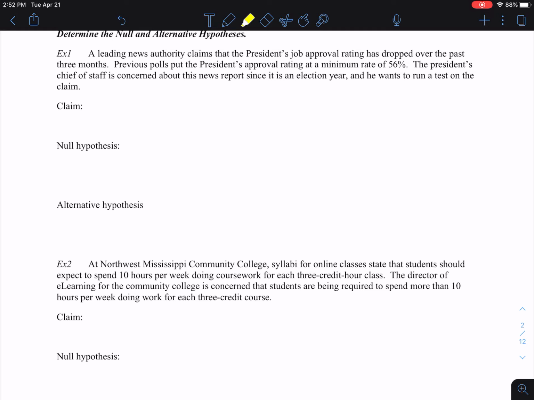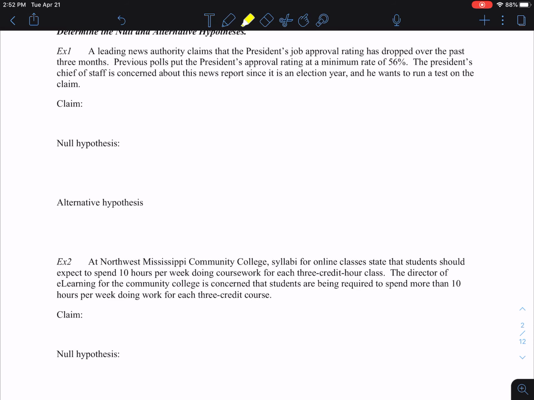Now there is a recent source, some leading news, saying that the president's job approval rating has dropped over the past 3 months. Again, this could be fake news or real news; we don't know. So the chief of staff is going to do a test. He's going to collect some sample data, do a poll, a survey, to see if the rumor is indeed true or not. This deals with proportion. Rating approval is the percentage of people who approve or not approve, so this deals with the population parameter of proportion.